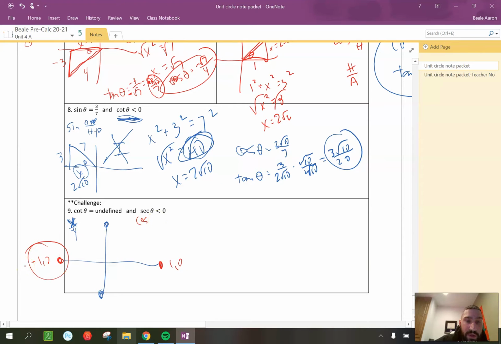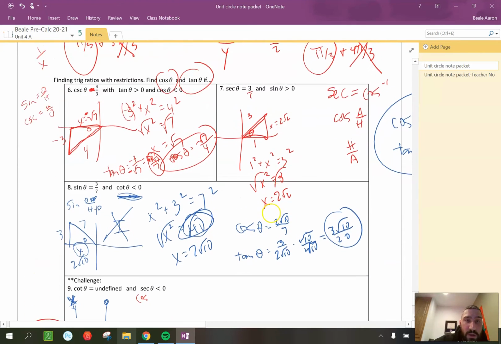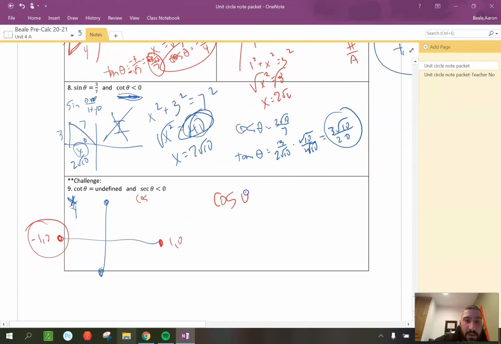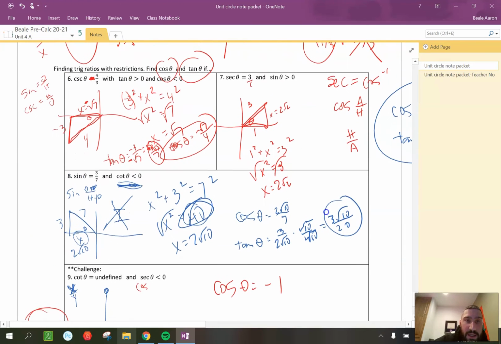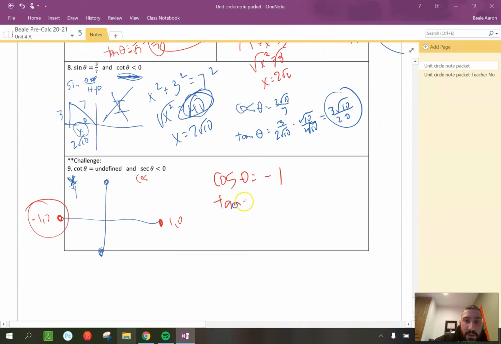So we're using that point right there to do cosine, which is negative 1, and tangent, which is y over x, which is 0 divided by negative 1, which is 0.